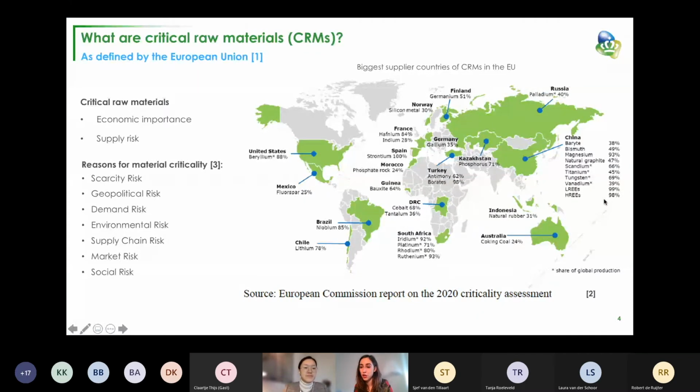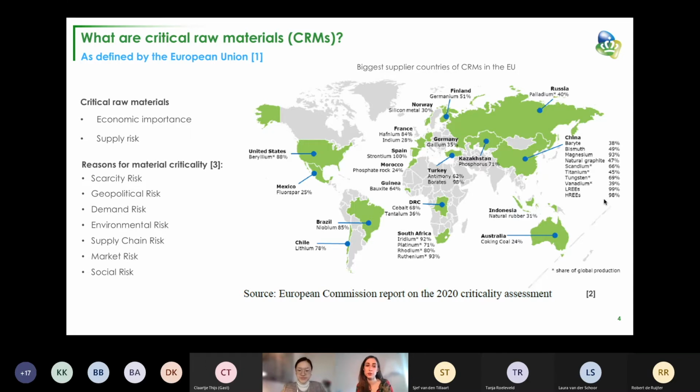So first of all, products we are having contain a lot of materials, and some of them are critical. So the first question is, what actually are critical raw materials? And we from KPN, we define that by the European Union, which is firstly, they are of high economic importance to the economy and also are associated with high supply risks.